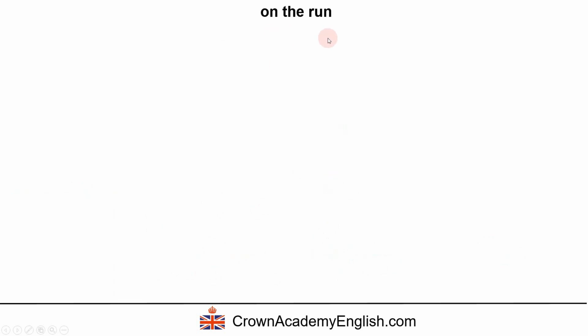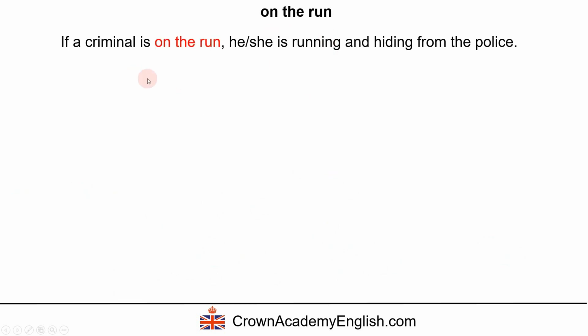On the run. So if a criminal is on the run, it means that he or she is running and hiding from the police. Okay, so the police are looking for the criminal, and the criminal is trying to avoid the police. Okay, so the criminal is trying to escape, running and hiding from the police.